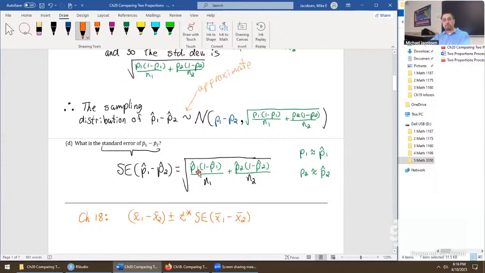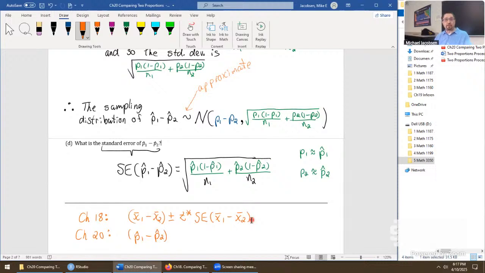Same idea, just a little bit more complicated because we have p hat times 1 minus p hat, which is just a residual part of dealing with the binomial distribution. So this was the full confidence interval method in chapter 18. And now in chapter 20, this is what we do this time. We're doing p hat 1 minus p hat 2.